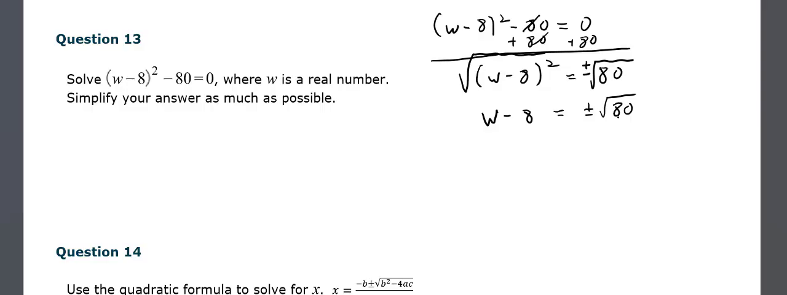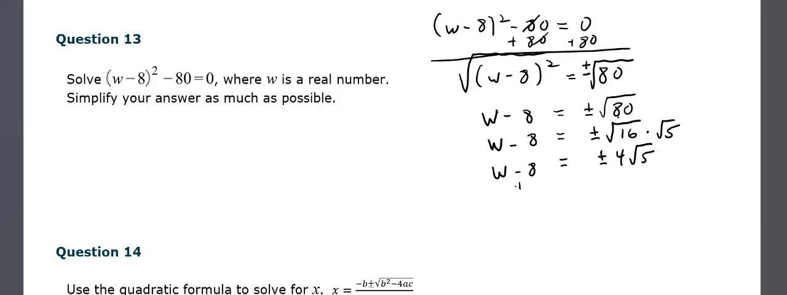Now 80 does have a perfect square factor, so we need to simplify that further. So 80 can be rewritten as the square root of 16, which is a perfect square, times the square root of 5. And simplifying that further, we know that the square root of 16 is 4, so that gives us positive or negative 4 square roots of 5. Now remember, we're solving for w, so we're going to add 8 to both sides.